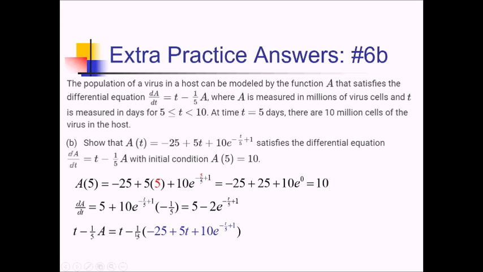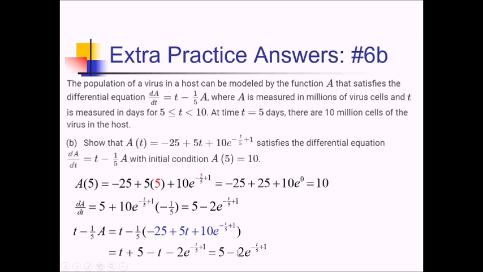So distributing this negative 1/5, we end up with t plus 5. And then we have a minus t. And then this is going to be minus 2e to the negative t over 5 plus 1. Positive and negative t are going to cancel. So in the end, we just end up with 5 minus 2e to the negative t over 5 plus 1.